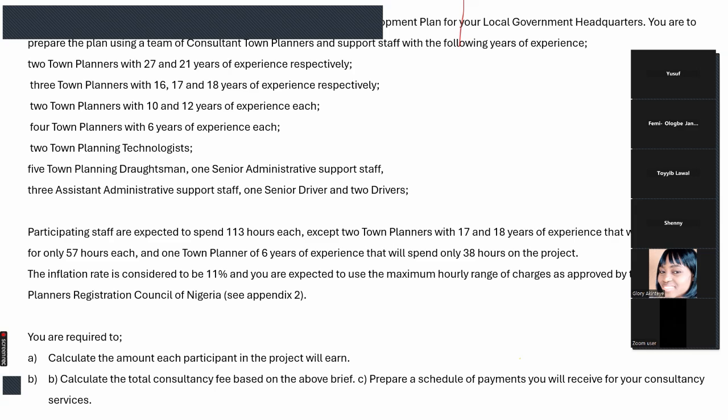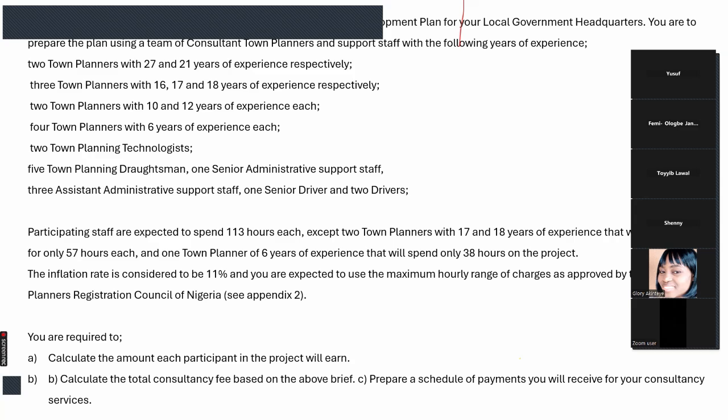Then again, say for consultant town planner. That is the town planner that has 27 years of experience. In his range, I think the range should be around 80,000 to 110,000. That is the range for consultant town planner. And they ask you here to use the maximum. So the maximum for consultant town planner that you are supposed to use is 110,000. That is the highest amount you are supposed to charge. So you charge all the highest amounts in the range. That is the maximum range.